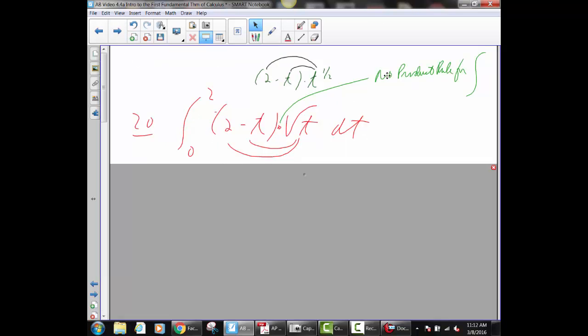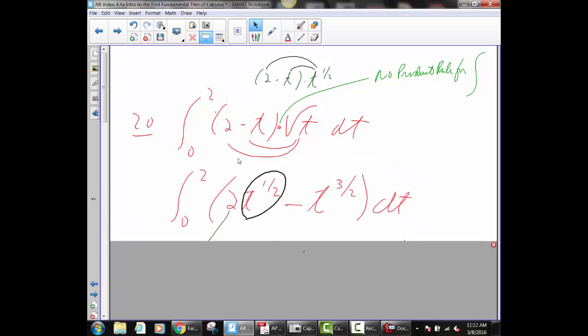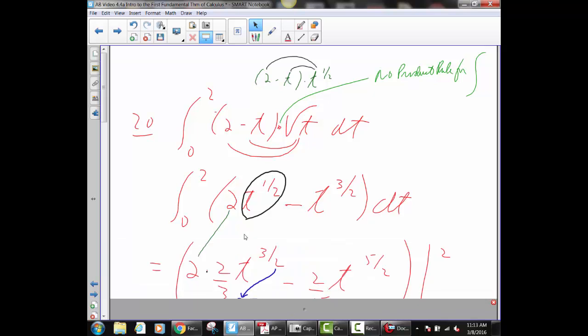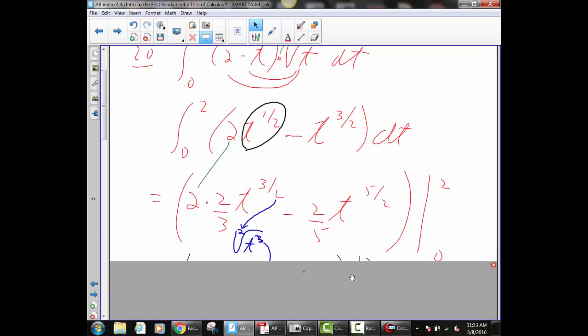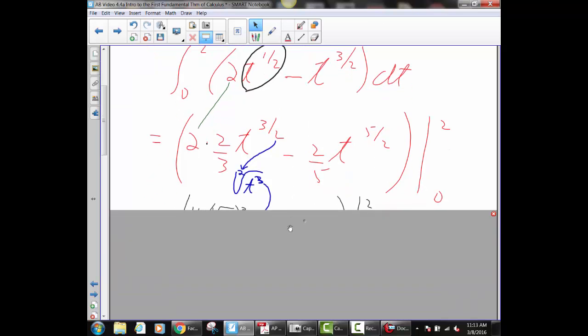And over here, remember there's no product rule. Remember also you cannot take the integral of the first factor times the integral of the second factor. That does not work. So you actually have to multiply through. Square root of t is t to the half. You multiply through, you get 2t to the half minus t to the 3 halves. You integrate, you get 2 times t to the 3 halves over 3 halves, which is times 2/3. Over here, you integrate, you get t to the 5 halves over 5 halves, which is times 2/5. And we're evaluating that from 0 to 2.